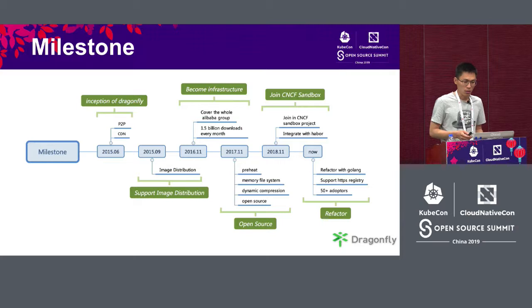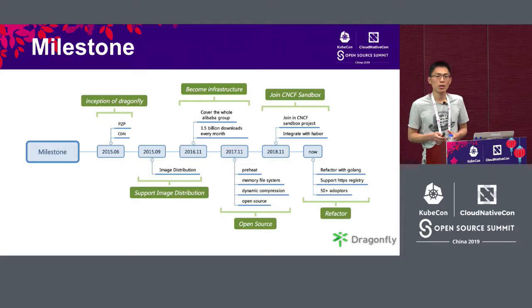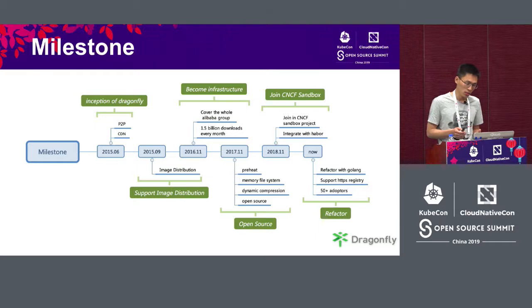In November 2016, Dragonfly covered the whole Alibaba group with 1.5 billion downloads every month. We formally became part of the infrastructure of Alibaba. In November 2017, that is 1 year later, in order to address more problems and further improve distribution efficiency and lower bandwidth cost, we developed automatic preheating and memory file systems, and through dynamic compression, we have lowered the bandwidth cost, especially cross-region and cross-country bandwidth cost. And we also became open source in November 2017.